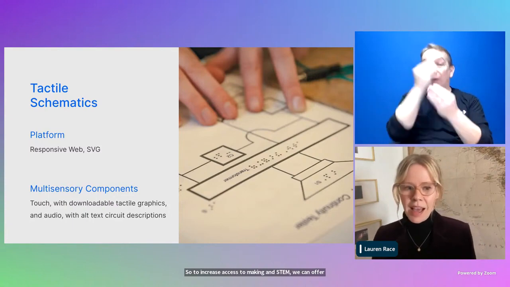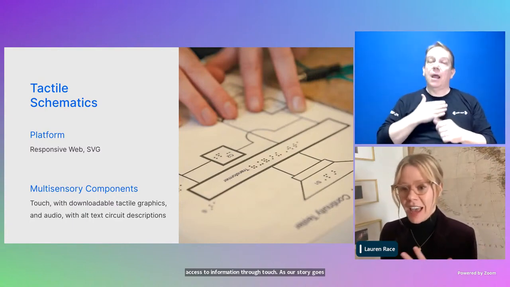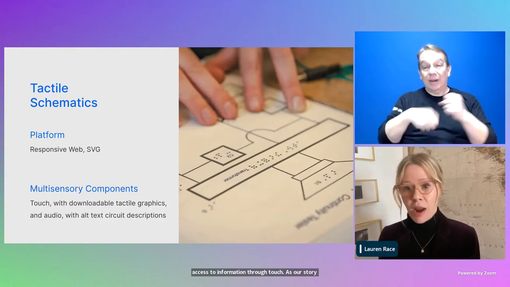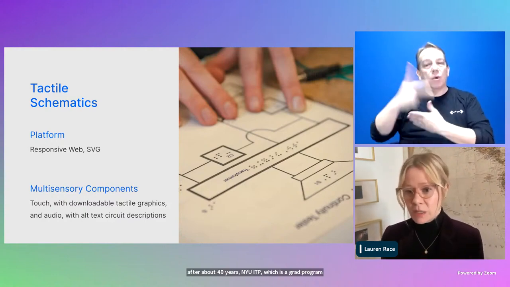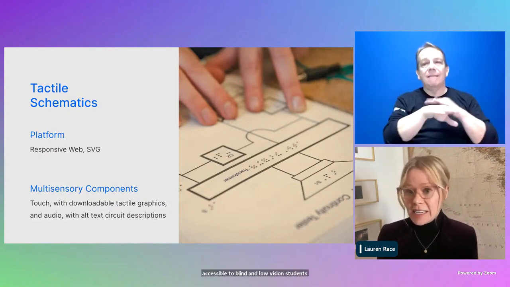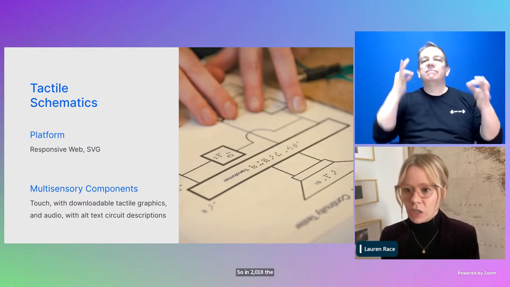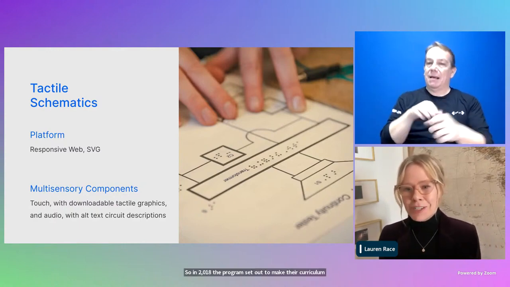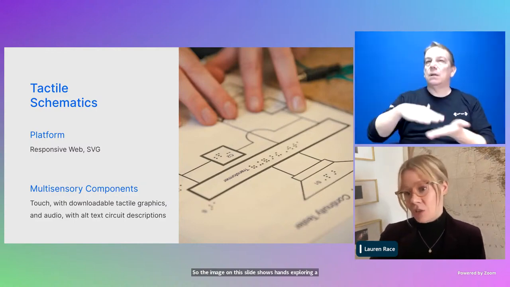As our story goes, after about 40 years, NYU ITP, which is a grad program that we have, did not have learning material that was accessible to blind and low vision students. So in 2018, the program set out to make their curriculum more accessible to blind and low vision grad students. The image on this slide shows hands exploring a tactile schematic of a continuity tester.